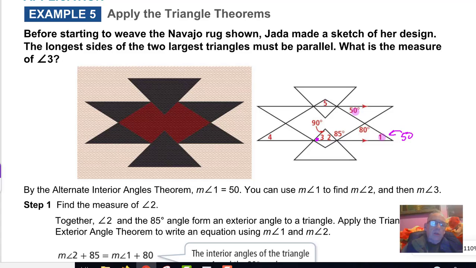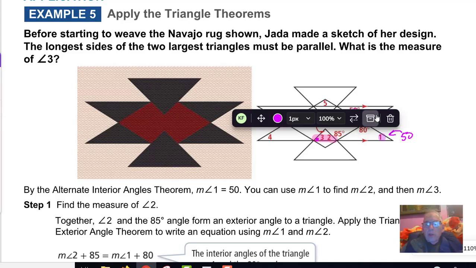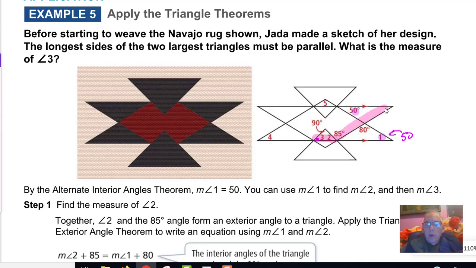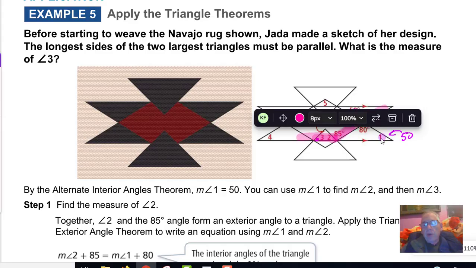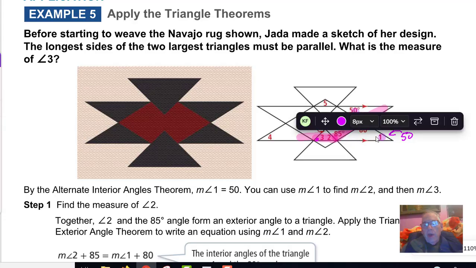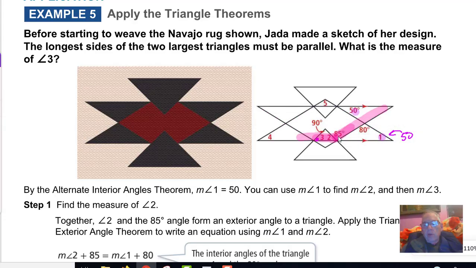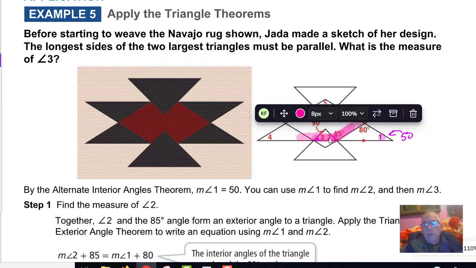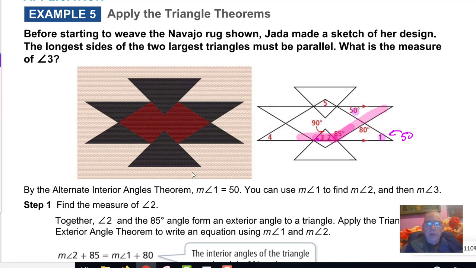Also, this is a little bit harder to see, but they bring it out in the description here. Let me change colors up. If we look at this angle here, this is actually one of the exterior angles of this triangle on the right here. This is the outside angle. So these two angles together have to add up to the measure of this exterior angle. Now this exterior angle is the measure of 2 and 85 degrees.